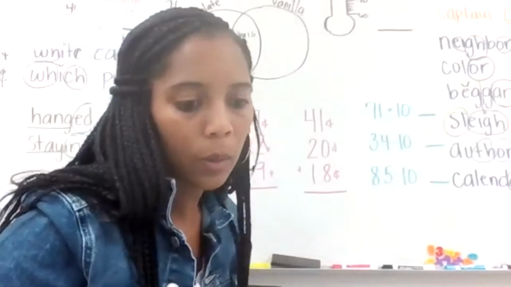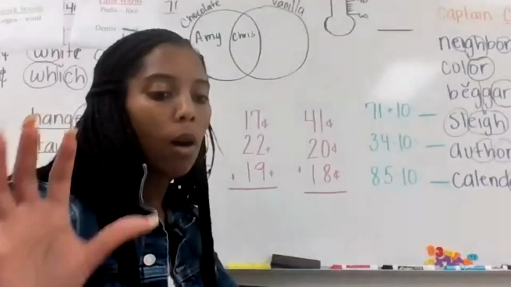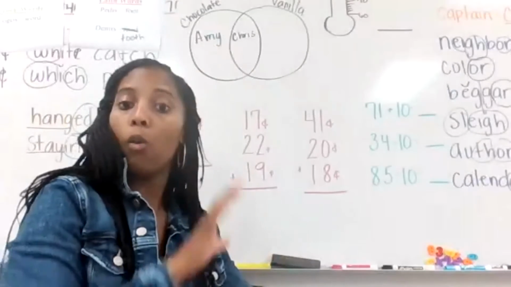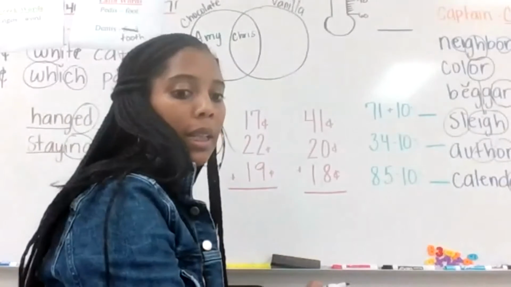Okay. Next we have Sue likes only vanilla. Where would I put Sue's name? On the vanilla side.